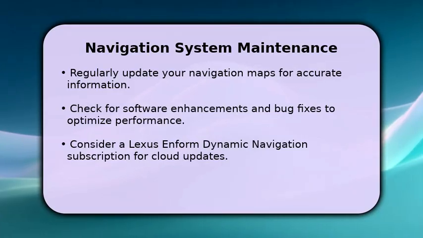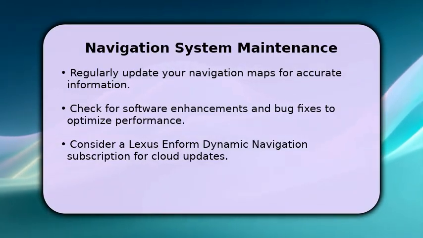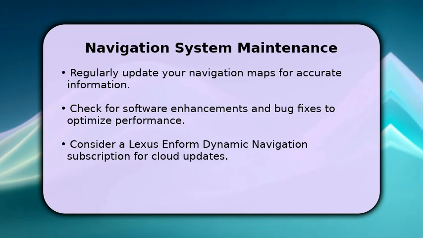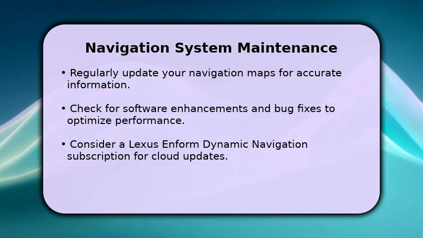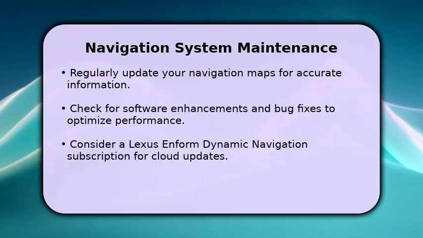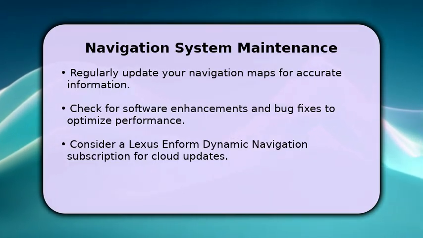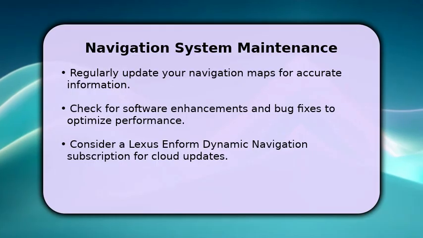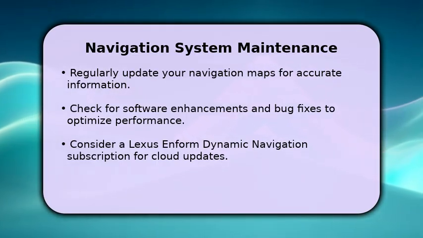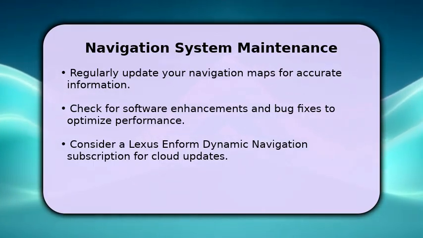Keeping your navigation system up to date is vital for optimal performance. Regularly update your maps to ensure you have the most accurate road and point of interest information. These updates often include software enhancements and bug fixes. For continuous, automatic updates, consider subscribing to Lexus Inform Dynamic Navigation, which provides cloud-based map and routing information, ensuring your system always has the latest data.